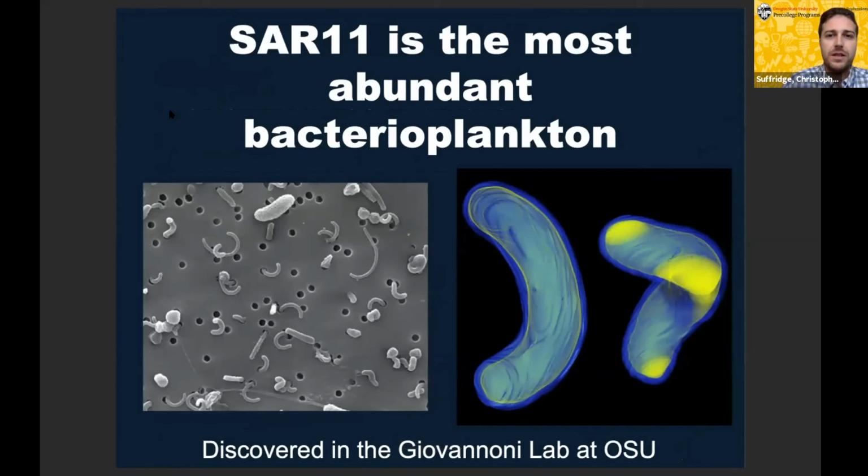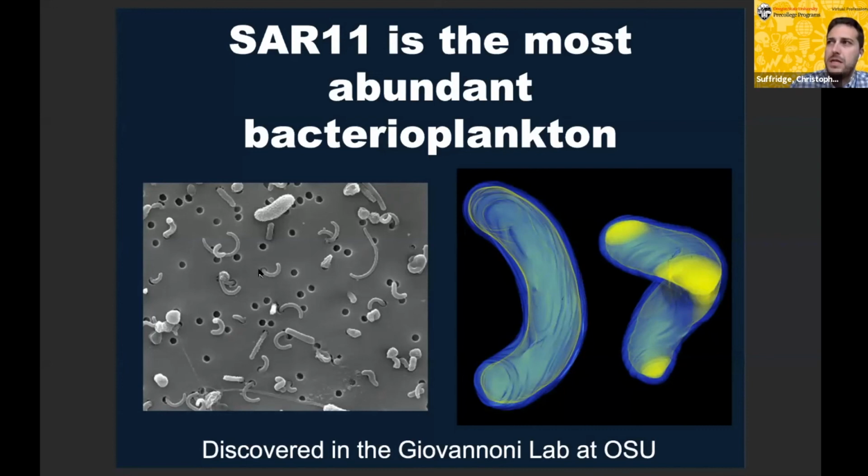So moving on, SAR11 is the most abundant bacterial plankton in the ocean. It was discovered in our lab a couple decades ago by Steve and colleagues. This organism is a heterotrophic bacterial plankton. You can see these are 2 different images of it. It's these little semicircular guys on this filter. This is a zoom in on that image I showed you earlier. This is a membrane filter. The holes in that filter are 0.1 micron. You can see SAR11 is kind of going through it. These are incredibly small cells.